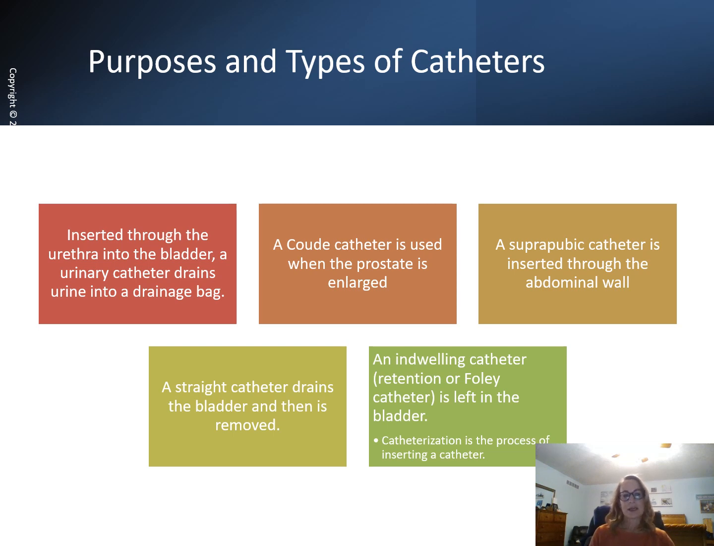This one is a condom catheter. It is used when the prostate is enlarged. A suprapubic catheter is inserted through the abdominal wall. A physician would be doing that. And a straight catheter, we use that to drain the bladder and then it's removed. So it would be just temporary. We would insert it, drain the urine, and then take it out. And then an indwelling catheter, which is also called a retention or Foley catheter, is left in the bladder. This is the one that most often you're going to see, okay?